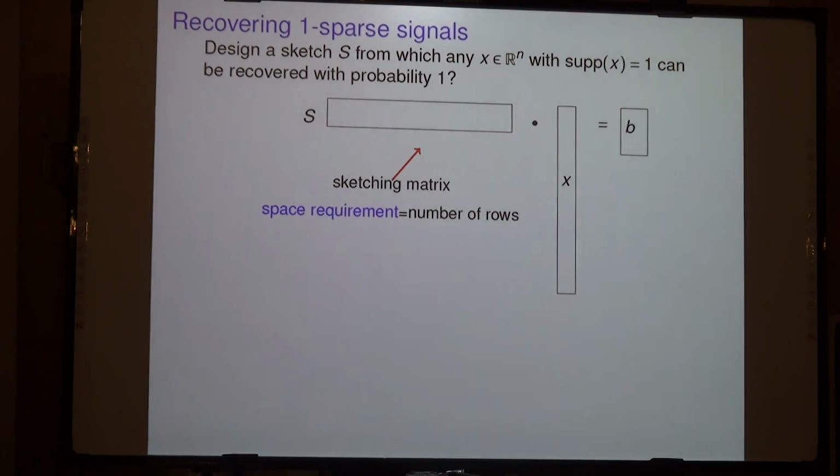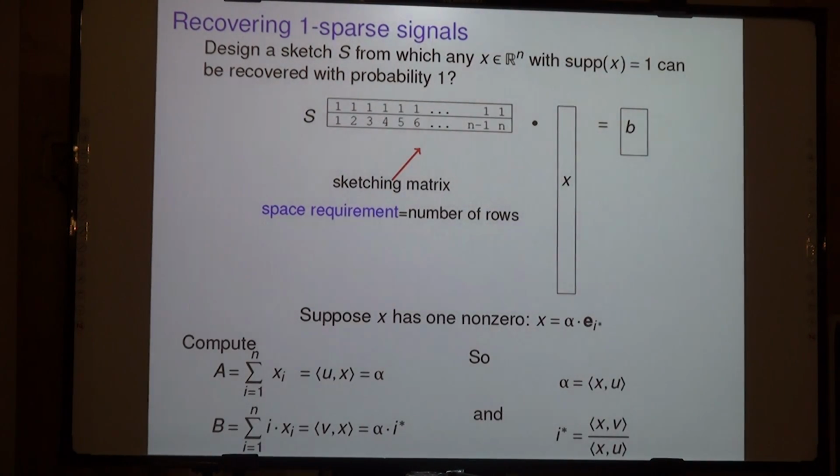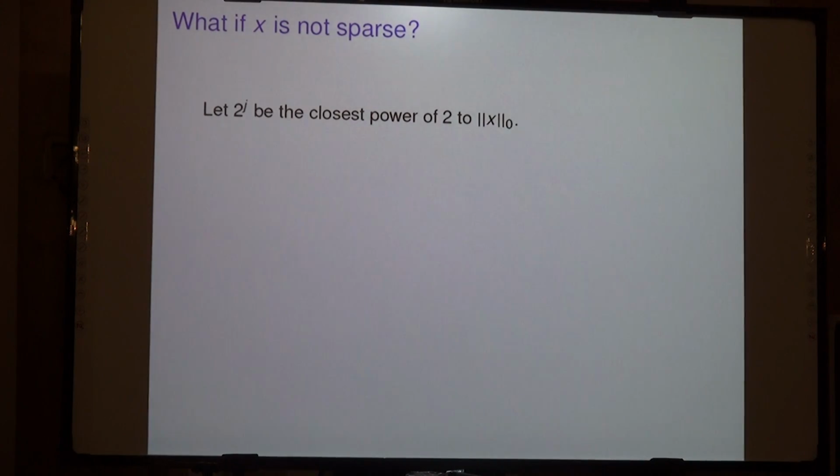How can I recover the value, for example? What should I dot with? 1, 1, 1, 1, 1. Good. So suppose I have the value. How can I recover the coordinate? 1, 2, 3, 4. Thank you. Okay, good. So this is the sketch. The first row will be just 1, 1, 1, 1, 1. The second row will be 1, 2, 3, 4 through n. So if my vector x has one non-zero, so it's some alpha times the i-star-th coordinate vector, then the dot product of the first row with x is just alpha. The dot product of the second row is alpha times i star. So I can figure out alpha and I can figure out i star. Okay, good. So this means that if x is 1-sparse, then I can recover x.